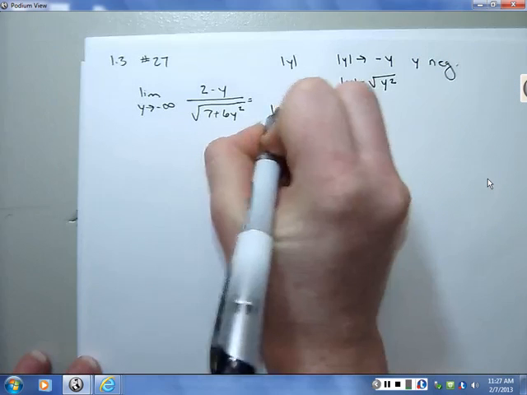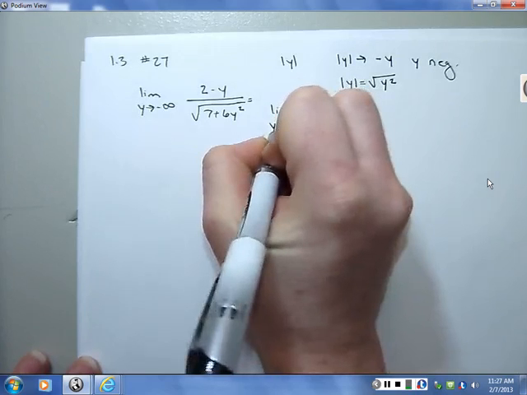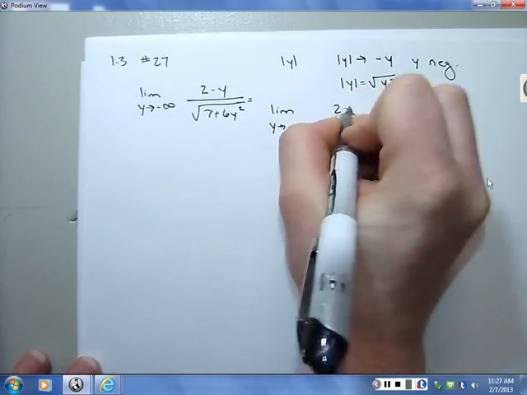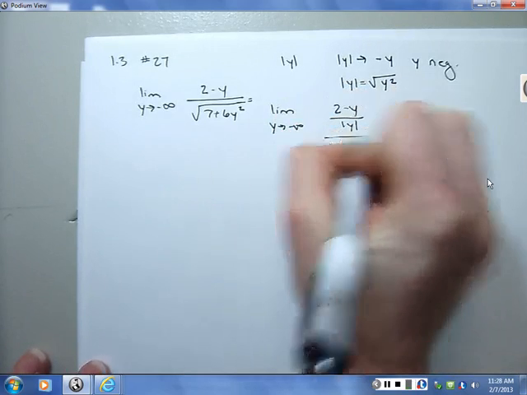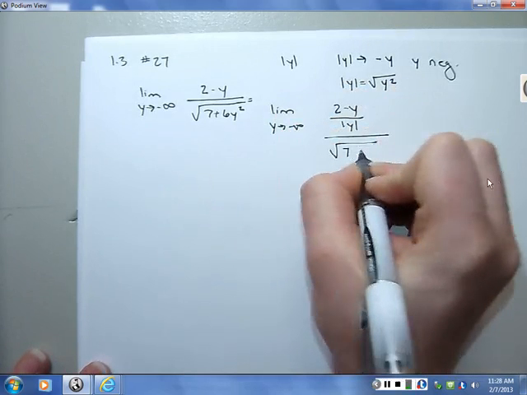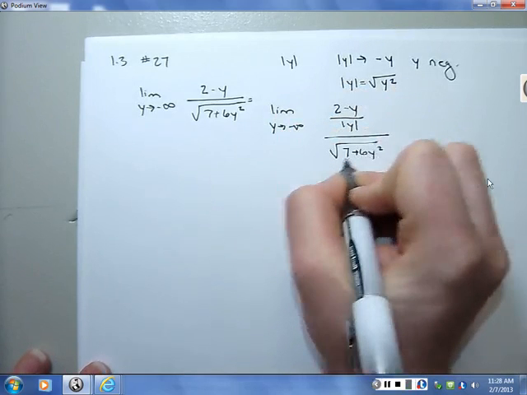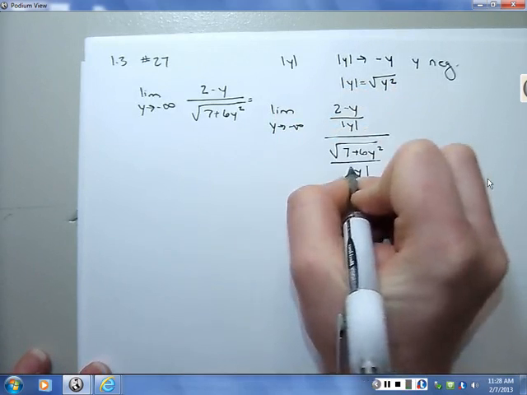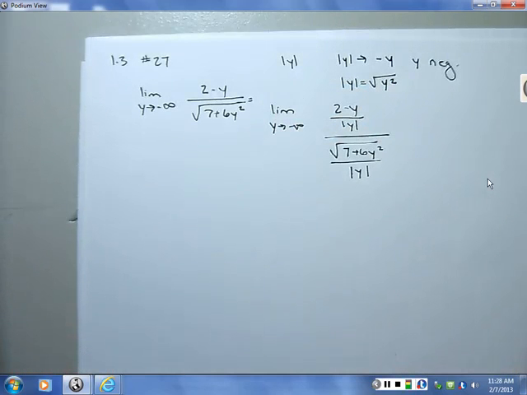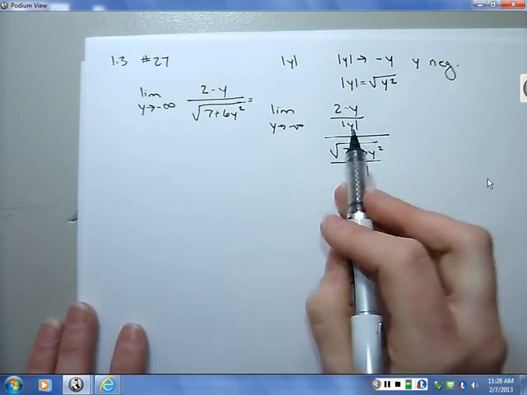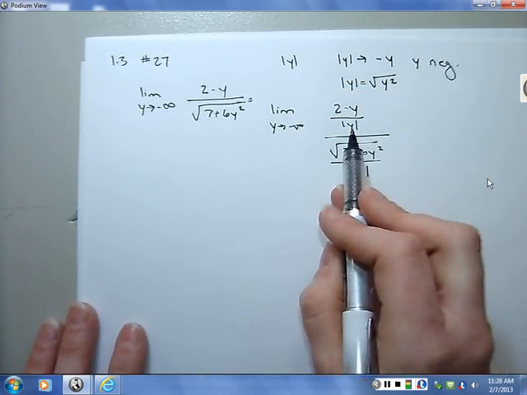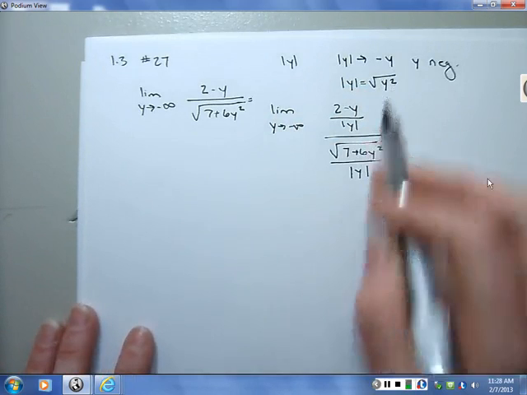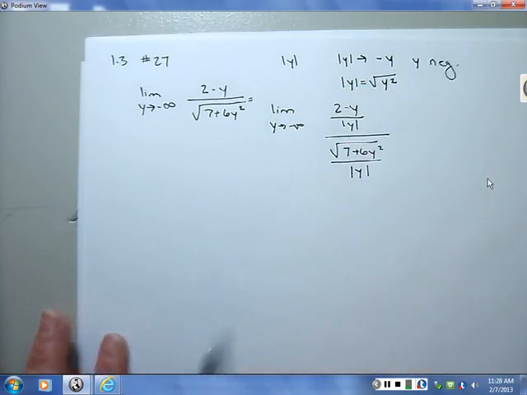So this would be the limit as y goes to minus infinity of 2 minus y over the absolute value of y, divided by the square root of 7 plus 6y squared, divided by the absolute value of y. Everyone at this point can agree we divided the top and bottom by the same thing. I only multiplied this expression by 1, so it doesn't change the limit. On top, I'm going to replace this absolute value of y with minus y because I can't deal with absolute values in limits. I need to simplify those.